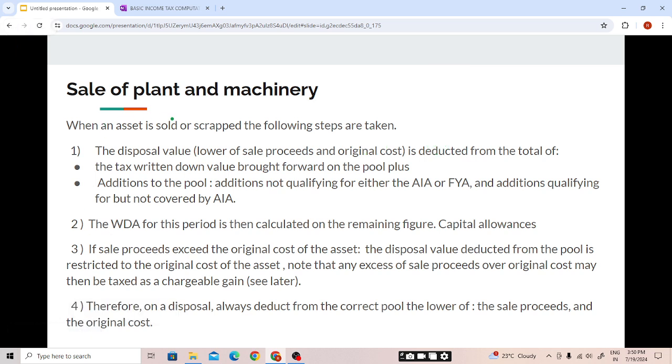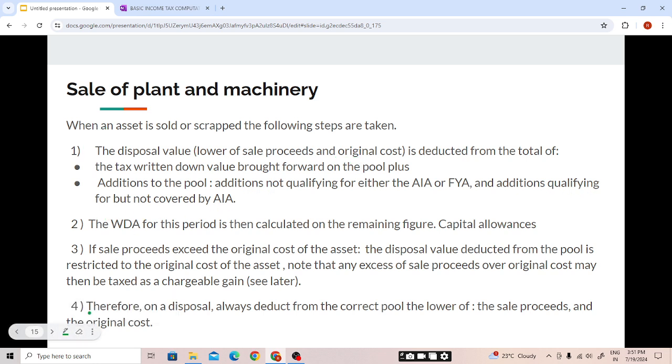When an asset is sold or scrapped, the following steps are taken. The disposal value, students, will be the lower of two things: the lower of sale proceeds and original cost. The disposal proceeds, the lower of sale proceeds and original cost, is deducted from the total of tax written down value brought forward on the pool plus additions to the pool, additions not qualifying for either the AIA or FIA, and additions qualifying but not covered by the AIA limit.